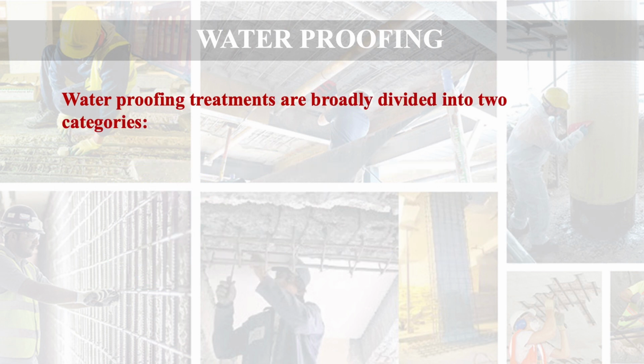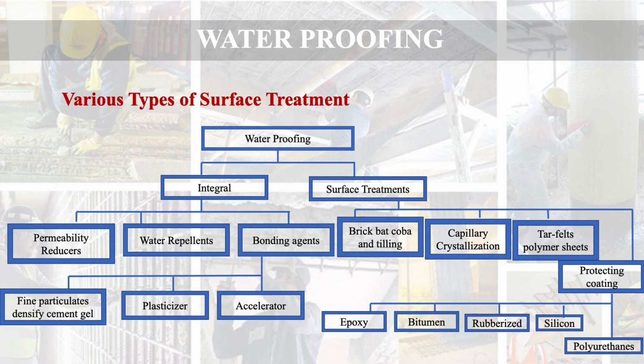Waterproofing treatments are broadly divided into two categories. First one, integral waterproofing, and second one, surface treatments. Here you see various types of surface treatments. Waterproofing may be of two types, integral and surface treatment, as I just told you. Integral can be divided into further categories, that is permeability reducers, water repellents, and bonding agents can also be used.